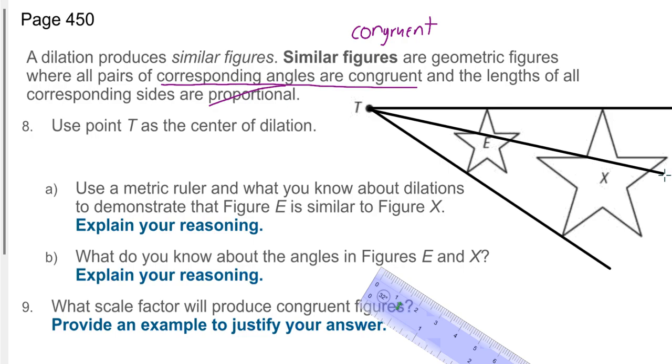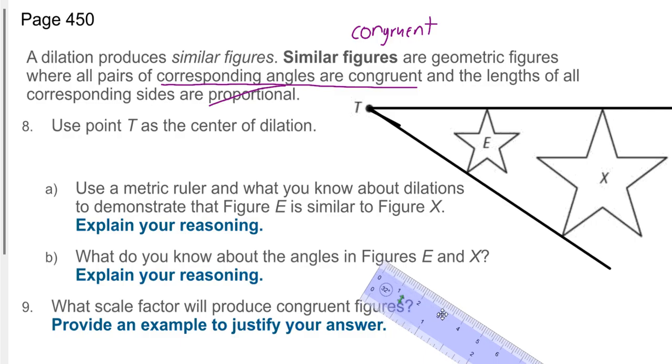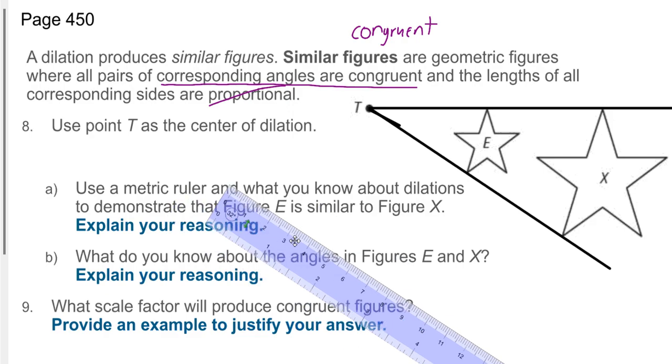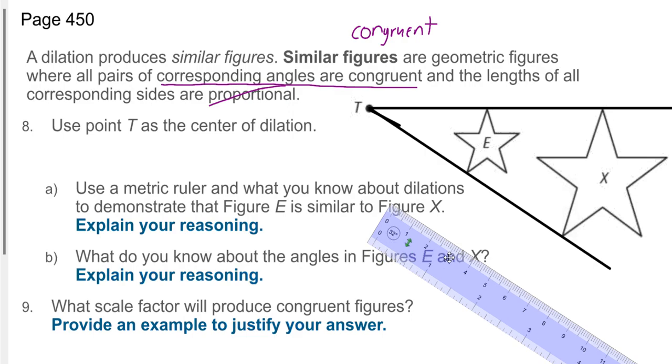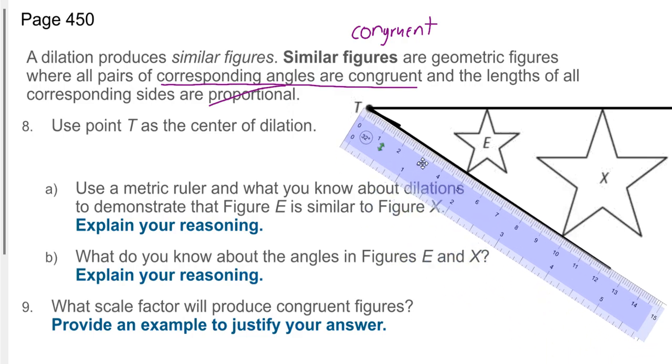So here I'm going through the little elbow part of E, and it goes through X. Here I go through the leftmost tip of E, it goes to the leftmost tip of X. Here I go through the little elbow part at E right here, and it goes to the same thing, X. So these are going to be dilations. I'm supposed to use a metric ruler, and this is on the computer. You guys have the same picture in a different size, so my numbers won't be the same. But I'm going to use a metric ruler and what I know about dilations to demonstrate that E is a similar figure to X.